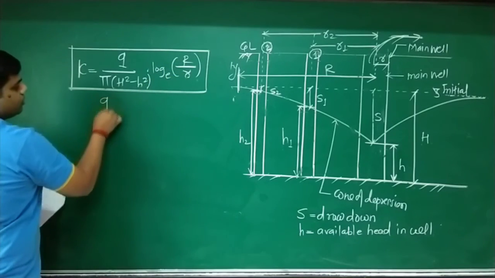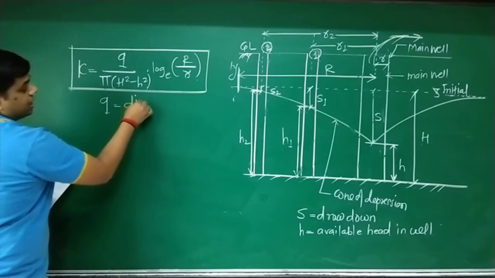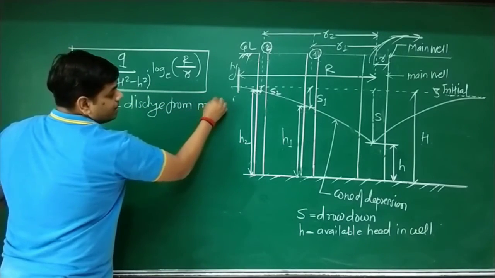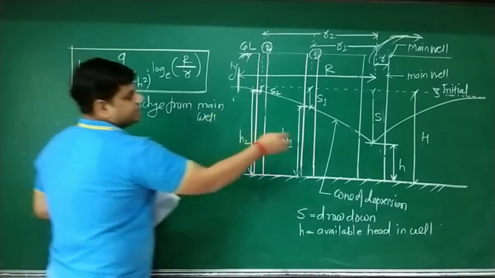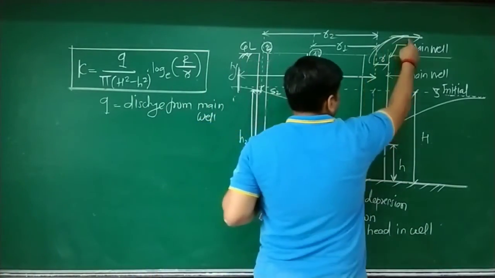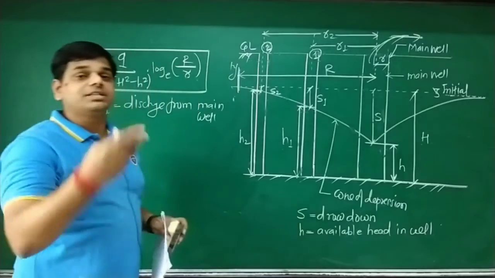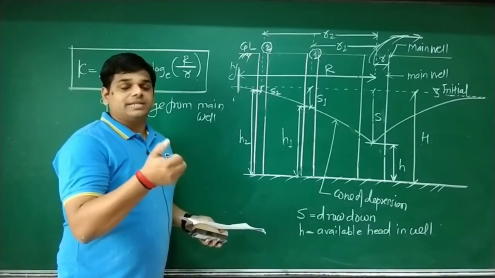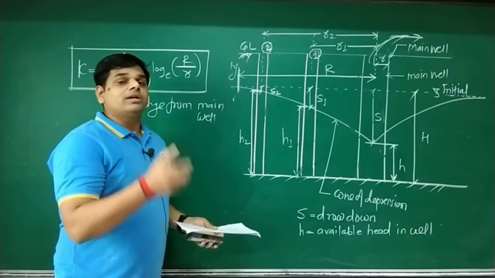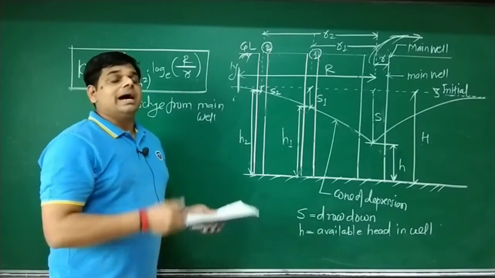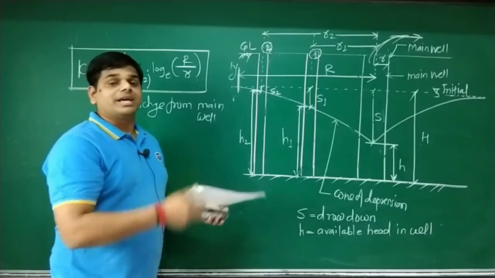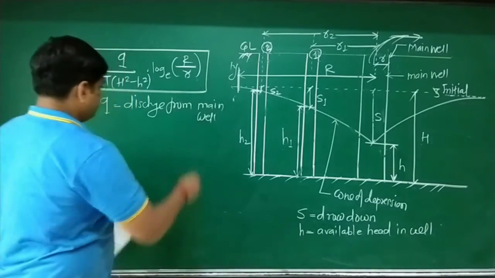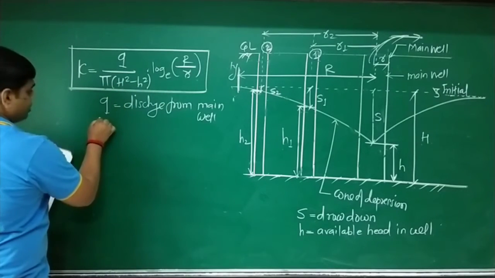Now what is q? Q is discharge. Discharge कुठून येतो? From main well. ही जी मेन वेल आहे इथून ज्यावेळी पंप वॉटर एक्सट्रॅक्ट करतो तो डिस्चार्ज किती बाहेर येतो? सिंपली डिस्चार्ज इज इक्वल टू वॉल्यूम अपॉन टाइम. You can take the stopwatch, you can take a measuring jar and measure the volume of water extracted in a specific time. Volume upon time, what you get? Discharge. Okay.